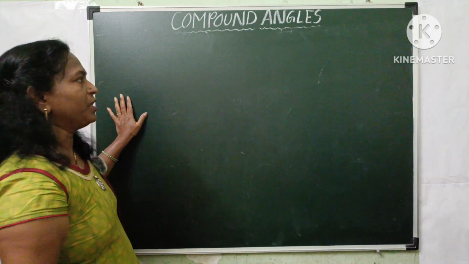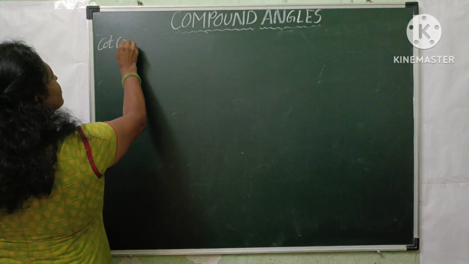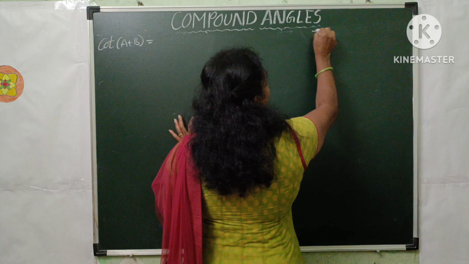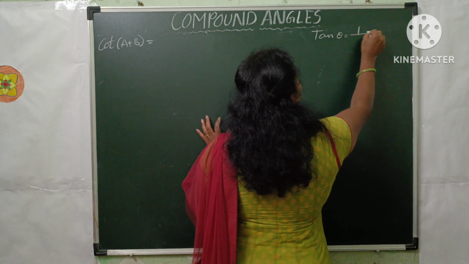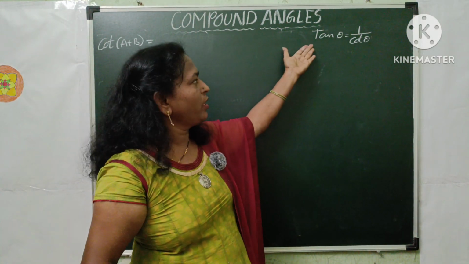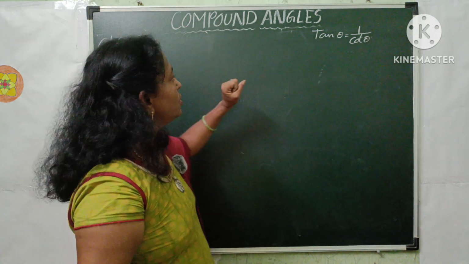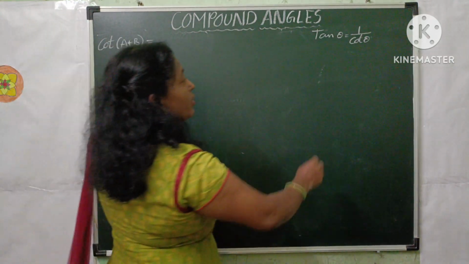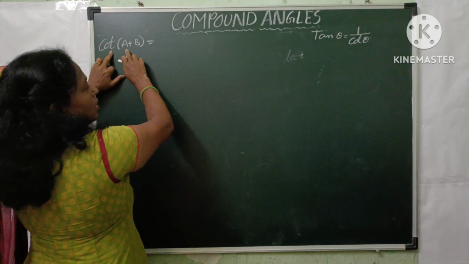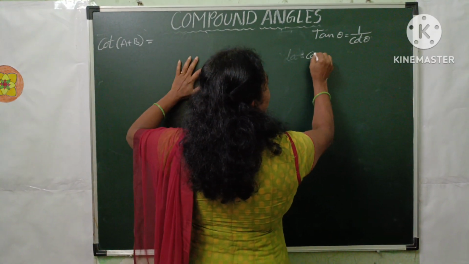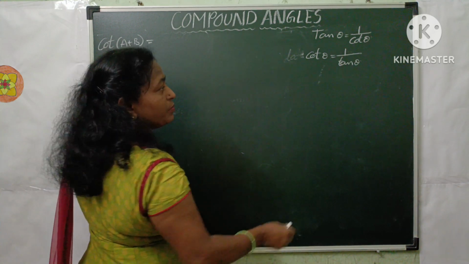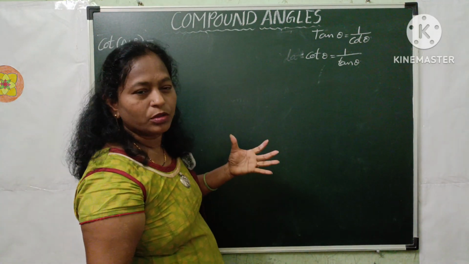Next one is cot A plus B. Tan theta equals 1 by cot theta; these two are reciprocal ratios. So cot theta equals 1 by tan theta. Here, for cot A plus B, we have to write 1 by tan A plus B, so we use the tan A plus B formula.